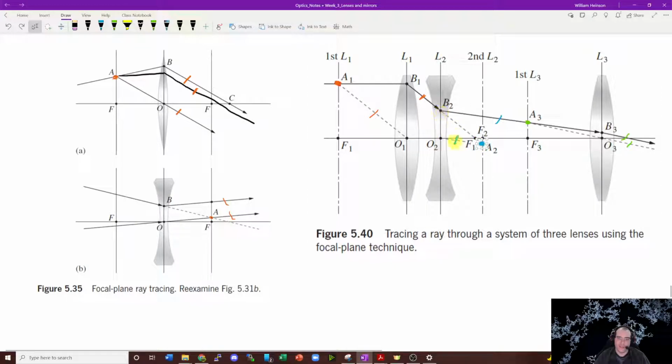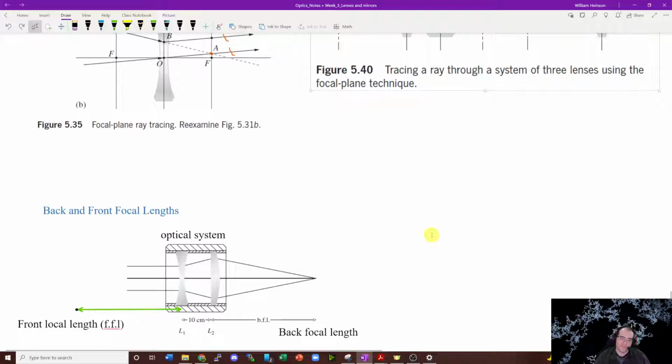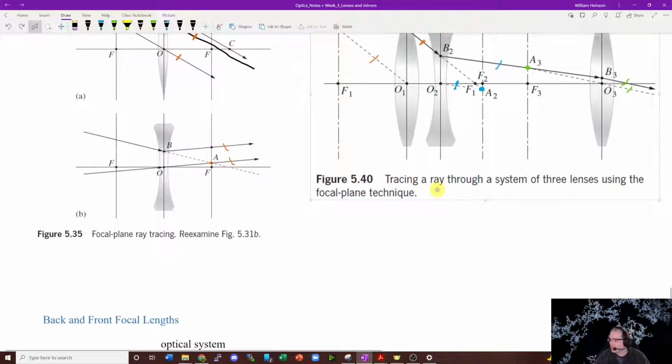So this has to be parallel with this. So you can kind of see they're parallel. So this crosses the third lens here. So this is our source A3, and we can treat it just like this one. So we can draw the imaginary line through the center. So this line has to be parallel to this line.